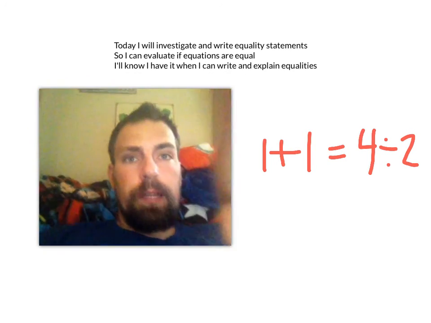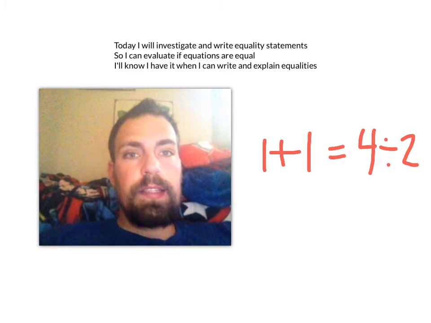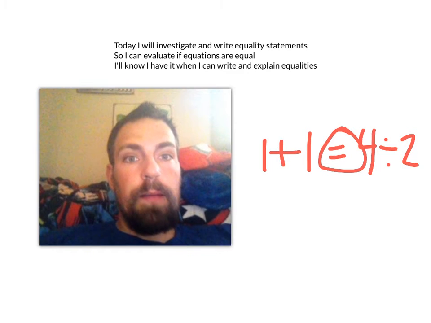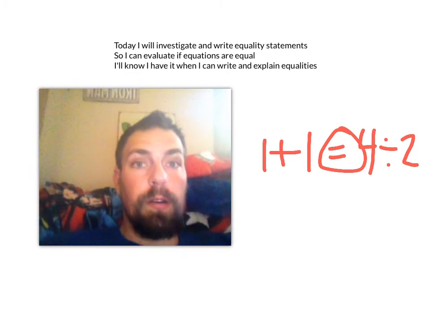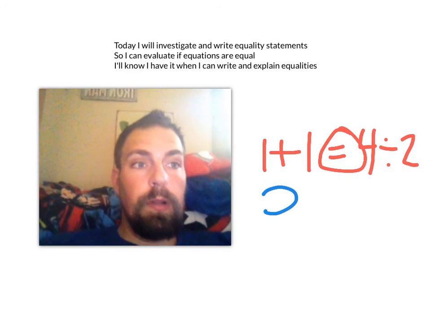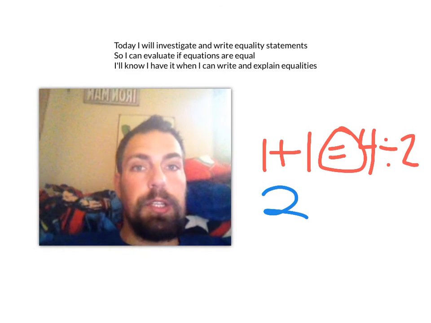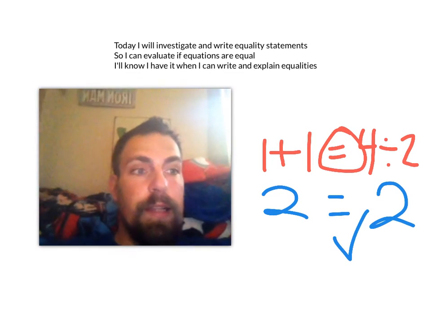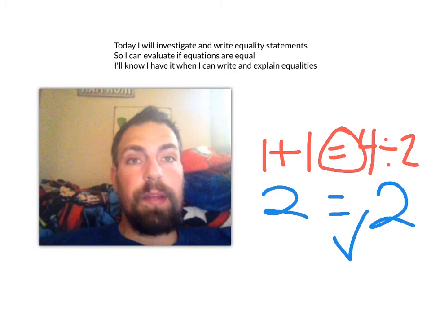So what an equality means is that you look at both sides of an equal sign right here. So I have 1 plus 1, and on the one side I have 2, and on the other side 4 divided by 2 is also 2. So are they equal? Yes, they are equal. So that means that equality is true.